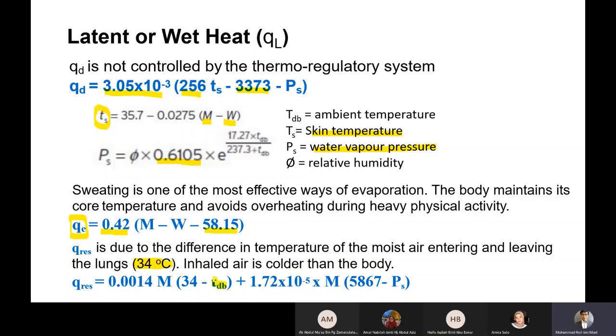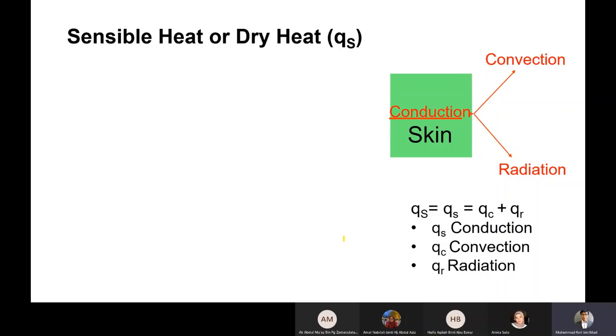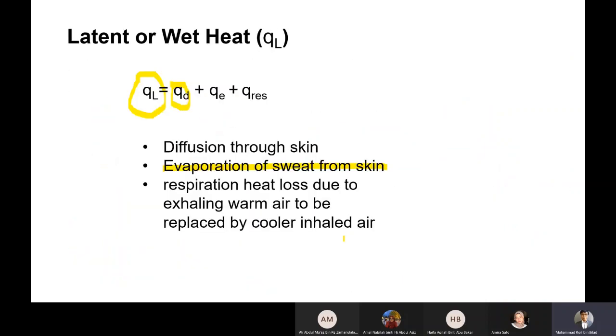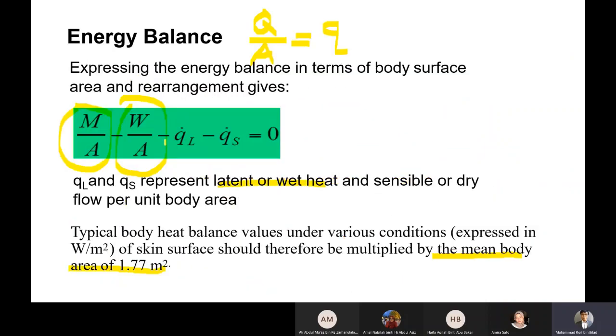So that's the thing, and the equation is also empirical. TB here is the temperature of dry bulb, this is the ambient temperature. M is the metabolism rate. TS is the water vapor pressure, the water vapor pressure here on the skin. So no need to remember all of these equations. I'll give them to you for the test or exam. Even I don't remember, so how can I expect you to remember? Okay, that is okay. If you look into the equation, we are done with QL.